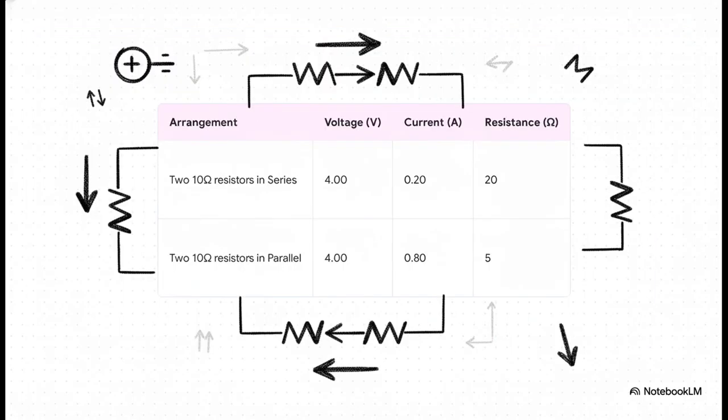And this slide shows you the wild difference between these 2 layouts. Just look at the real data. If you put two 10-ohm resistors in series, the total resistance just adds up. You get 20 ohms. Makes sense. But, and get this, if you put those same two resistors in parallel, the total resistance plummets to just 5 ohms. By adding another path, you've actually made it 4 times easier for the current to get through.